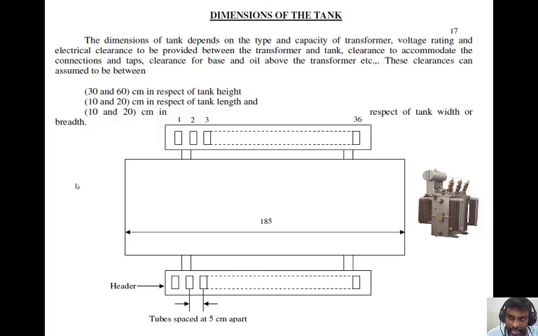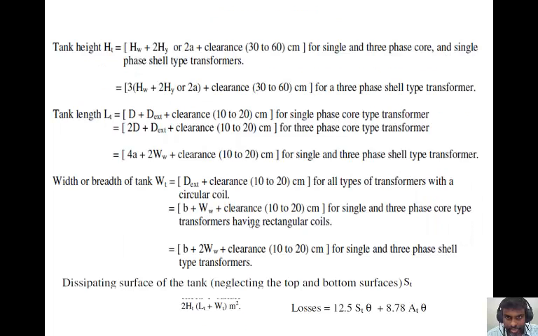These clearances can be assumed to be between 30 to 60 centimeters with respect to tank height, and 10 to 20 centimeters with respect to tank length, and 10 to 20 centimeters with respect to tank width. So this is the length, this is the height, and this is the width, and these are the cooling tubes. The major aspect in design is how many tubes we are going to insert in oil or liquid cooling transformers.